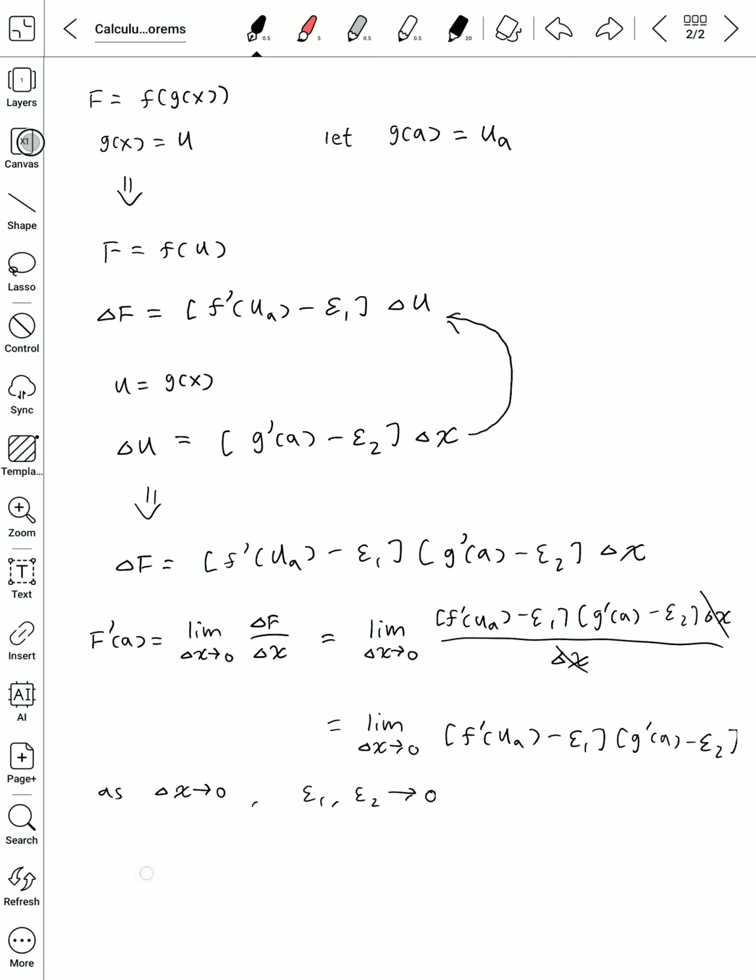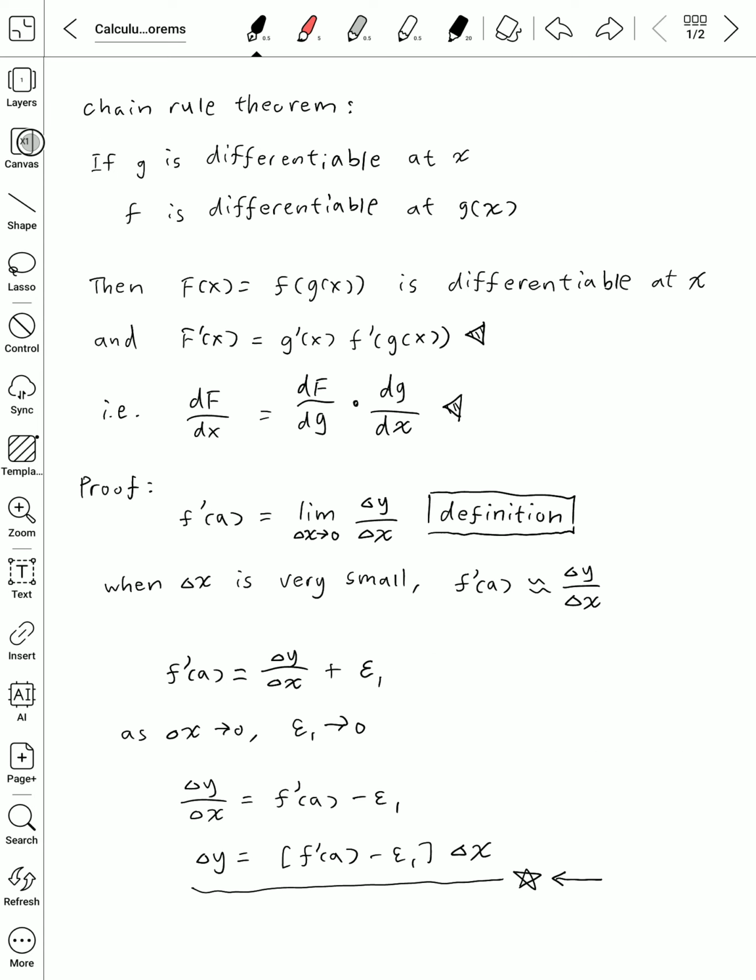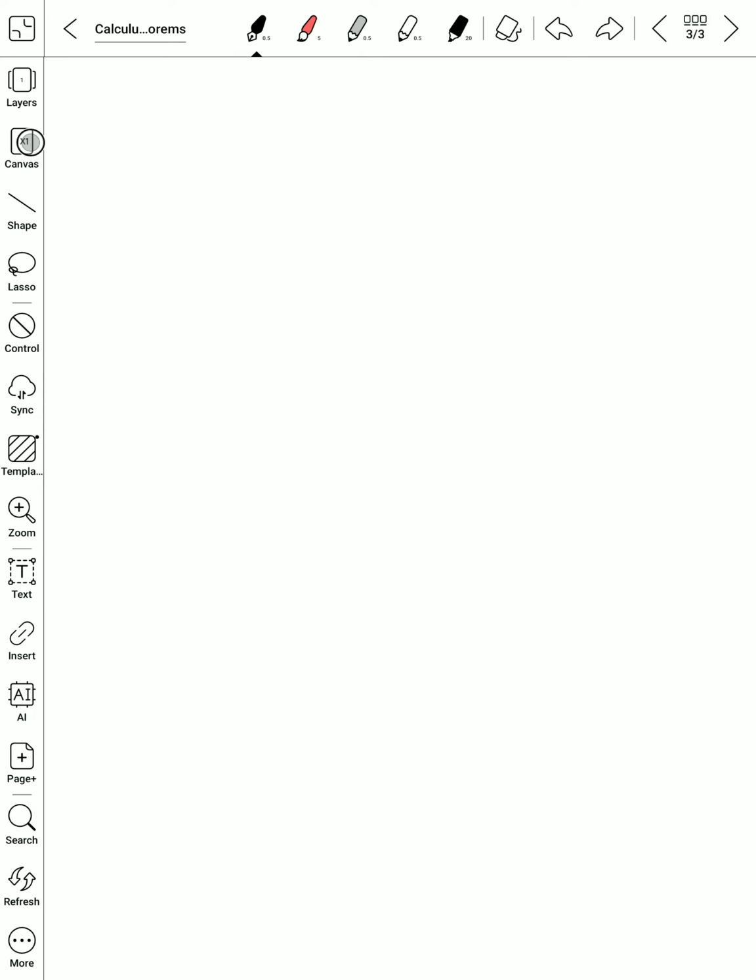And so the derivative of f at a equals these two multiplied together. And remembering that u is just g of x, this equals f's derivative at g of a times g's derivative at a. And since we chose a to be any arbitrary number, we can now substitute a out and replace it with x, the variable. And this is the final result. So we have successfully proved the chain rule theorem.